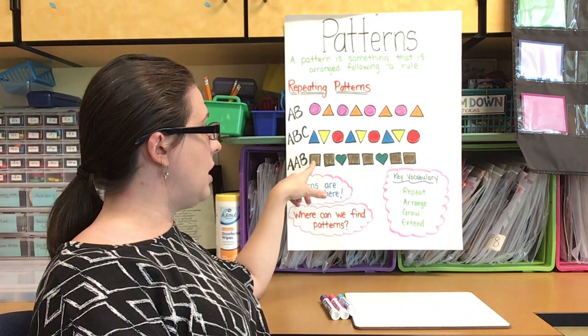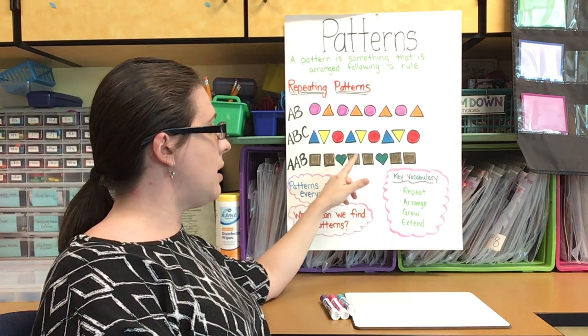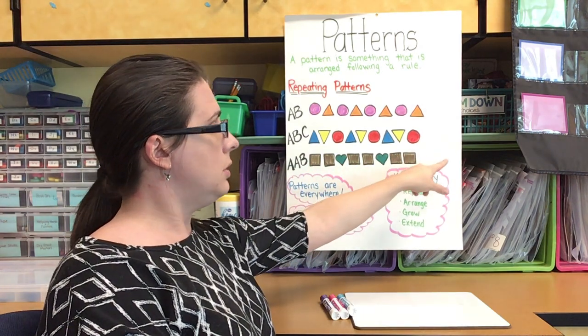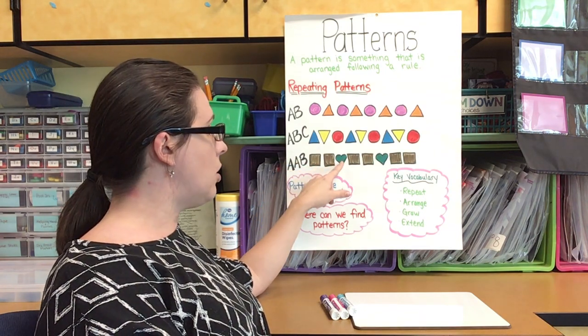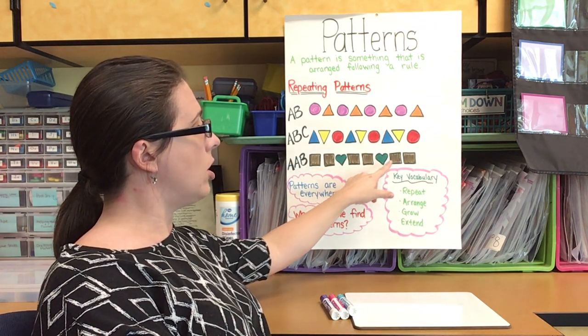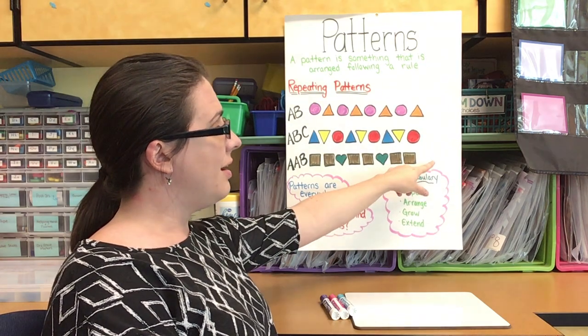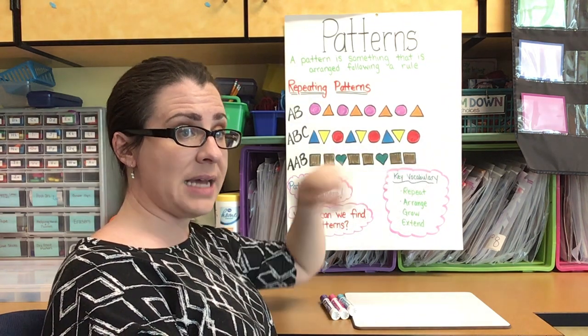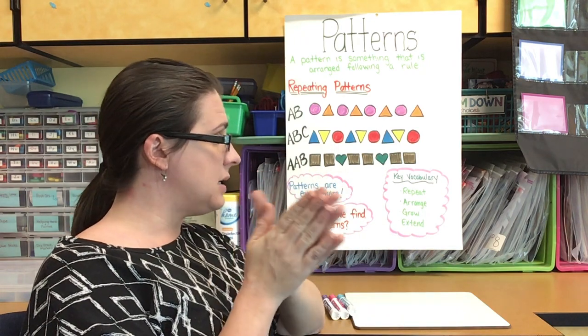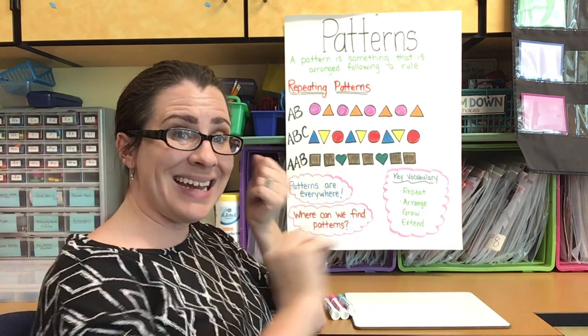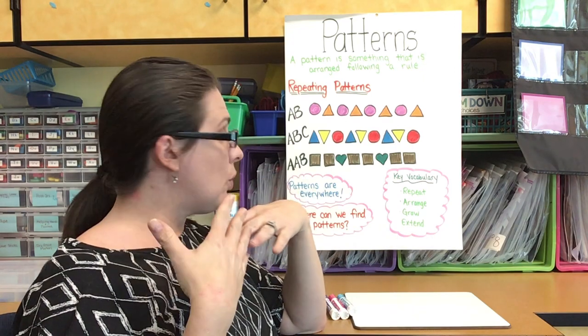So you could read it by colors. Brown, brown, green. Brown, brown, green. Or you could read it by shapes. Square, square, heart. Square, square, heart. And if you extend it, you can put what comes next. So that's some things to remember. Patterns repeat. You can extend them. You can make them grow.